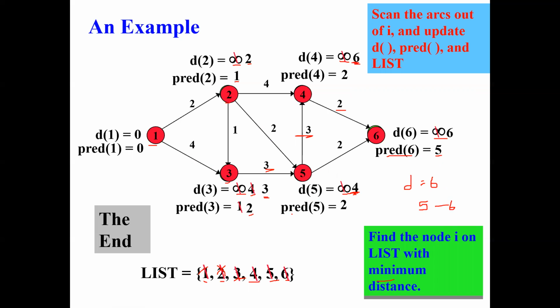I'm sorry, the predecessor of 5 is 2. So 2. And then I move to 2, and the predecessor of 2 is 1. So the shortest path is 1, 2, 5, 6 with a distance of 6. And that's the solution.